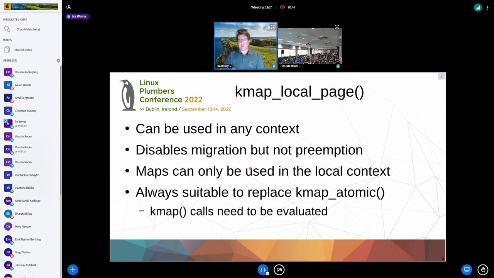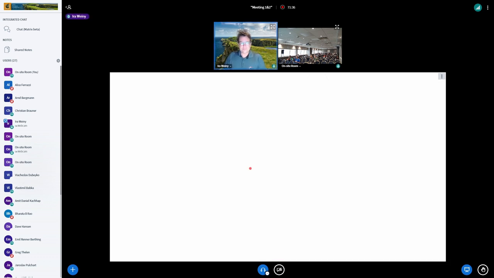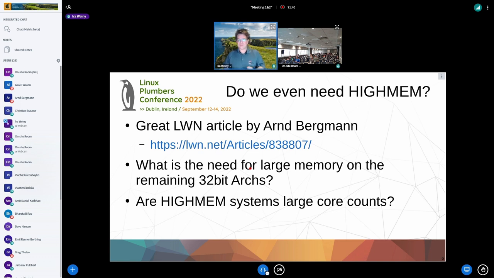Unfortunately, the KMAP calls need to be evaluated because, like I said, the KMAP calls introduce this additional feature, if you will, that the mappings can be used on any thread. And that's not really the way KMAP was designed, because KMAP and the HiMem interface was really to do a temporary mapping of these HiMem pages. So the kernel could do a quick access to that memory, say a user space page is being written or something like that, and then let it go. Because, by definition, the HiMem interface was designed for 32-bit kernels where the low mem resources were scarce.